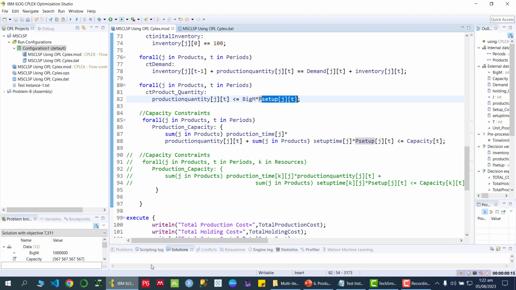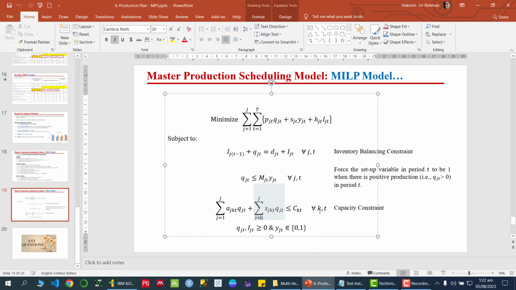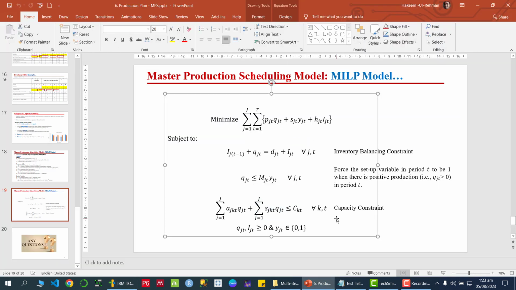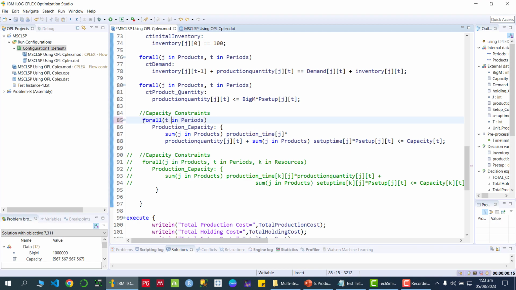So for that, I am saying for all j in product, and this is then t in period. Okay, so there is no need to use this for j, because we are summing up for every particular product. So we only need to use for all t in periods, because we have only one resource, that is k equal to 1. So for every t, that's where we need for all t in periods.